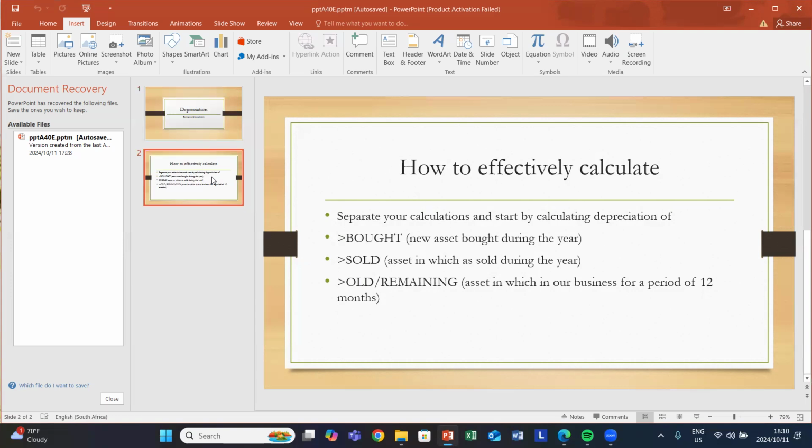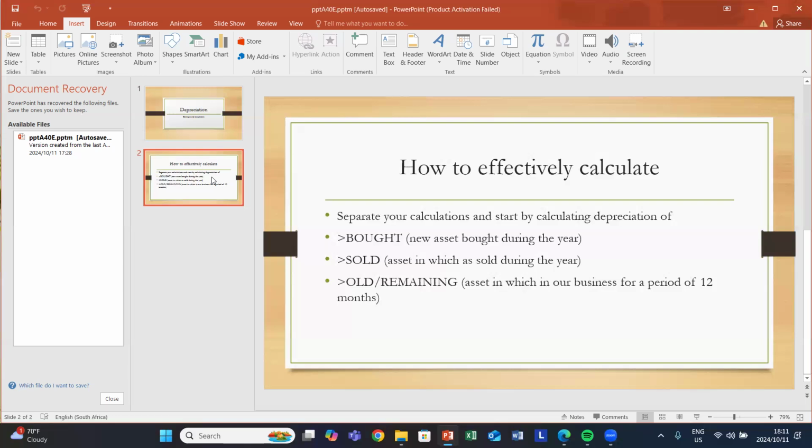Let's just say that you have to calculate the depreciation for vehicles. I want you to start by calculating the depreciation of the bought vehicle during the year. Bought basically is a new asset which you bought during your financial year. Secondly, calculate the depreciation of sold. What is sold? This is the depreciation of the vehicle which you sold during the year.